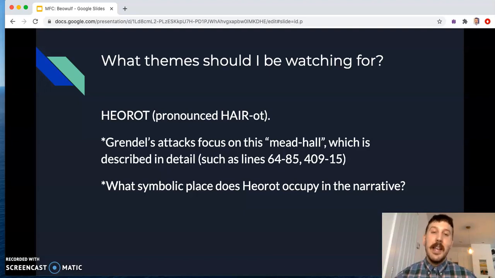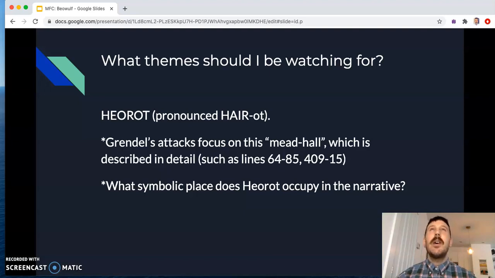All right, the first theme that I want you to be watching for as you read Beowulf is the role of Heorot. Heorot is the central mead hall of Hrothgar and his people. It's described in detail in the opening lines of Beowulf. It's also the central place that Grendel continues to attack. Grendel seems committed to destroying Heorot and what happens inside of that hall.